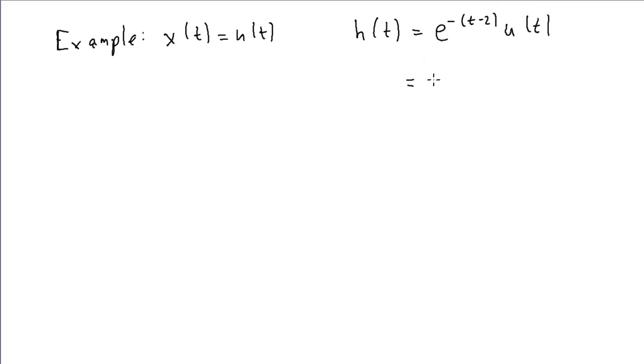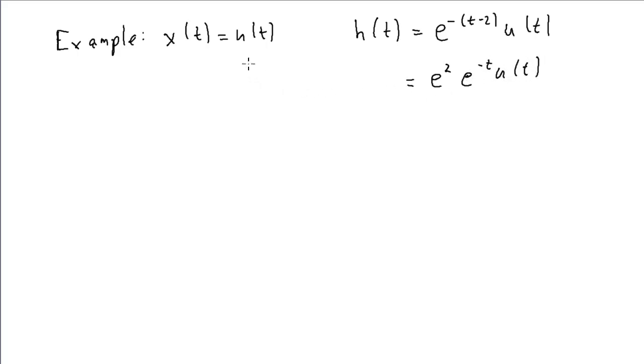Let's take a look at x of t equals u of t, and h of t is e to the minus (t minus 2) u of t. Okay. And this is not a time-shifted function, actually. It starts at t equal to 0. And in fact, I can rewrite this using the properties of exponentials as e to the second power times e to the minus t u of t.